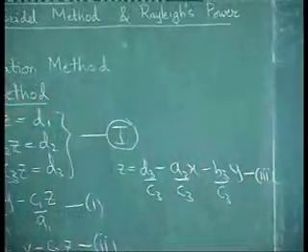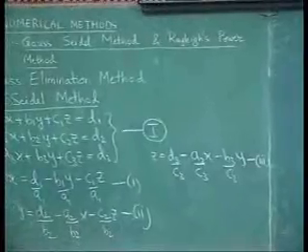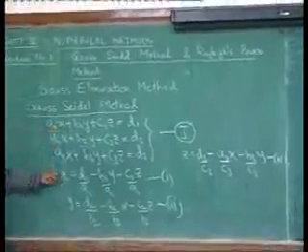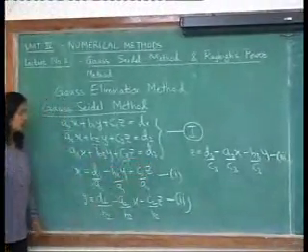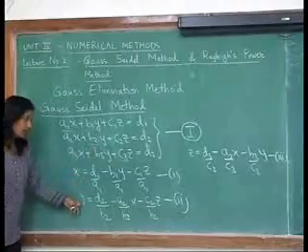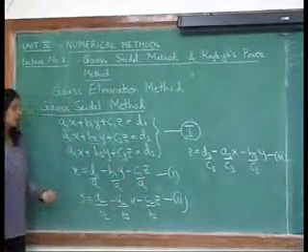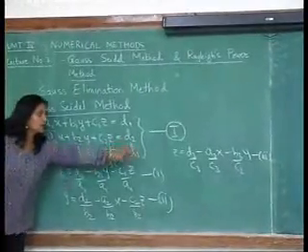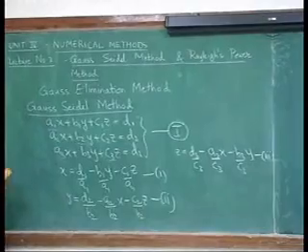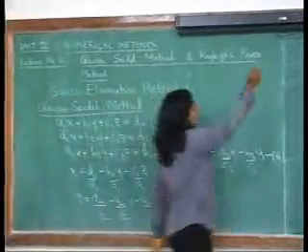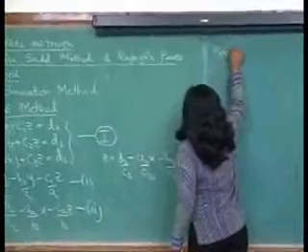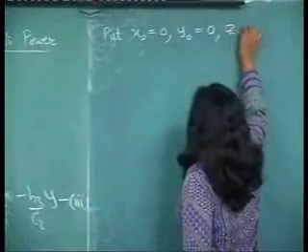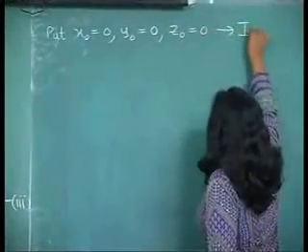So the first step is to write the given system of equations in this form, where from the first equation we keep x to one side, transfer everything else to the other side. From the second equation we keep y to one side, transfer everything else to the other side, and in the third equation we keep z to one side and transfer everything else to the other side. Now we are going to start with an initial approximation. I will put x naught equal to 0, y naught equal to 0, z naught equal to 0. This will be my initial guess.